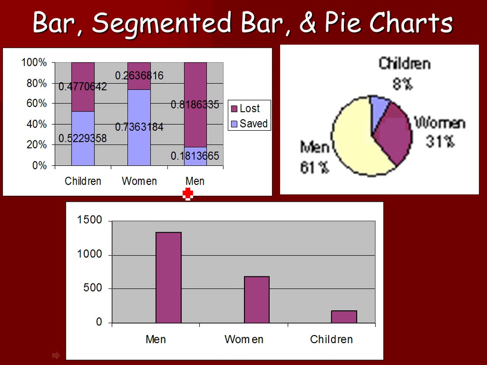These charts are all from data from the Titanic. Okay, and this right here is a bar chart showing the total amount of passengers. This amount of men, this amount of women, this amount of children. You could add them up to find the total amount of passengers. Okay, so bar chart totals.